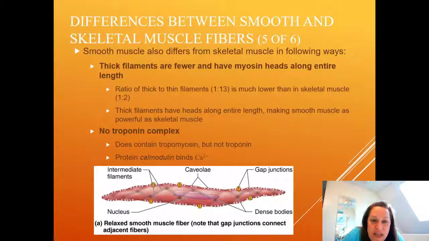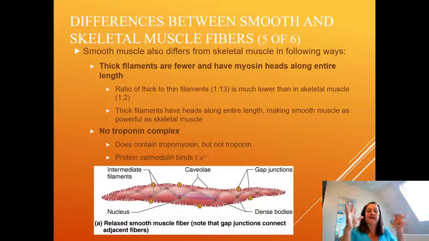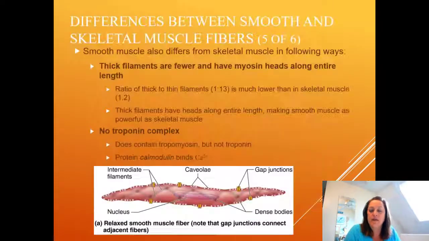We still have that thick and thin filament thing. Thick filaments are fewer and have myosin heads along the entire length. There's no troponin, so we're not worrying about it. Instead of troponin in smooth muscle, we have something called calmodulin. So we have calcium binding to calmodulin, which moves the tropomyosin, and the actin and the myosin attach to each other. Some things are similar, all right, but some things are not.